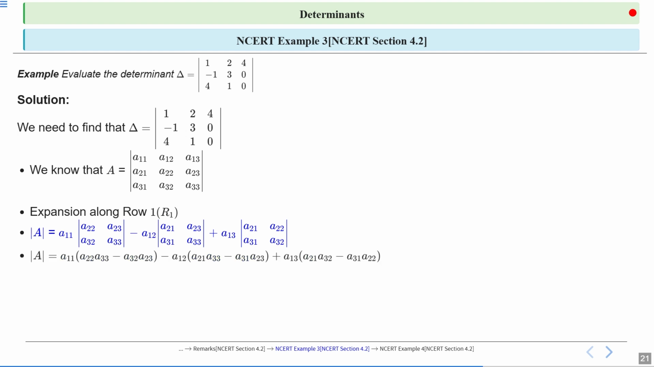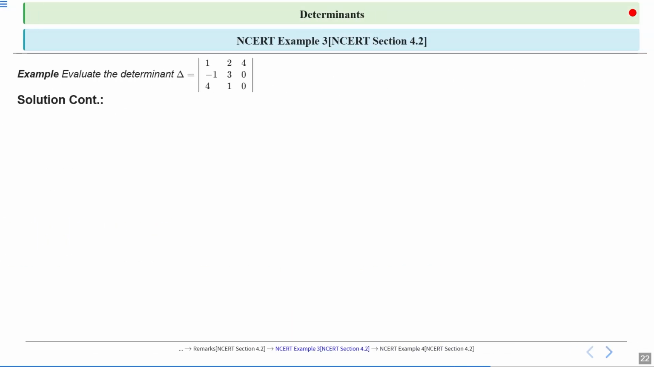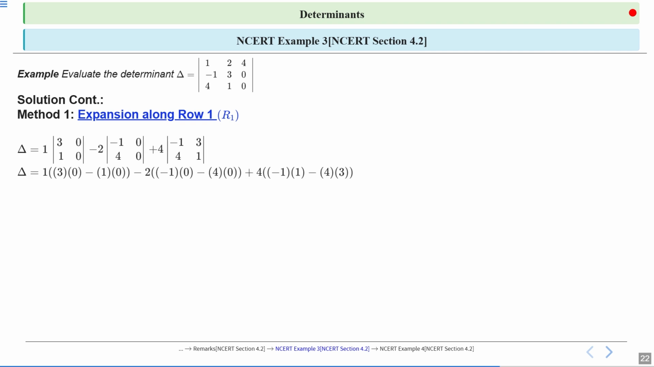So when we find the determinant of all these 2 cross 2 matrices, we get this formula for calculating the determinant of order 3 cross 3. Now we have values for A11, A12, A13 till A33, so we just substitute into this formula to get the value of the determinant. So when we expand along row R1, we get 1, then the determinant of matrix [3 0; 1 0]. Similarly minus 2, the determinant of [-1 0; 4 0], plus 4, the determinant of [-1 3; 4 1].